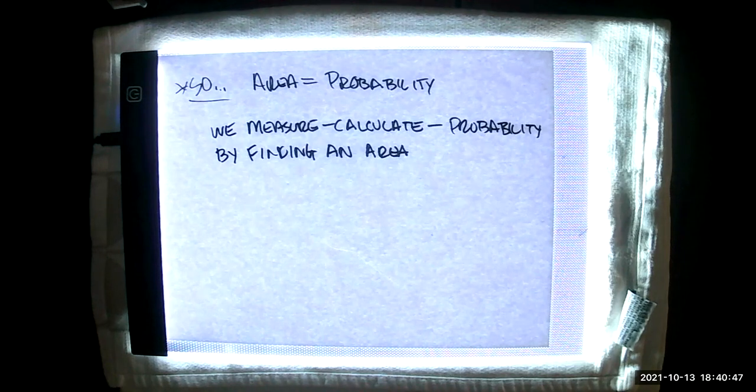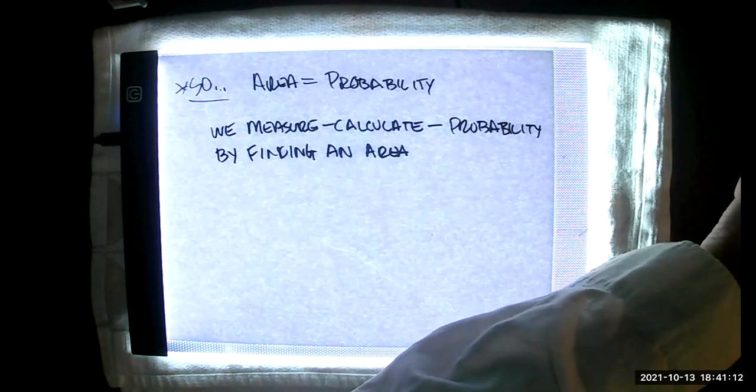Probability does not exist in the real world. It is not a real thing. It is a human construct. You can't go out there and pick something off the probability tree. It doesn't work that way. So we measure area instead, and we make a relationship or a correlation, if you will, between area and probability. So what does that mean for us?